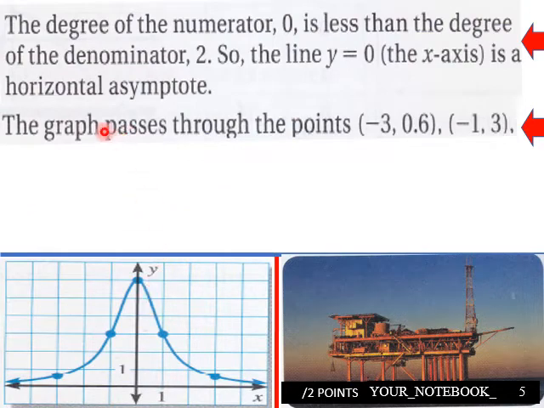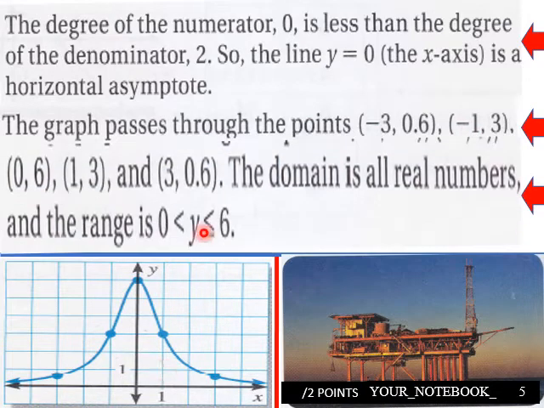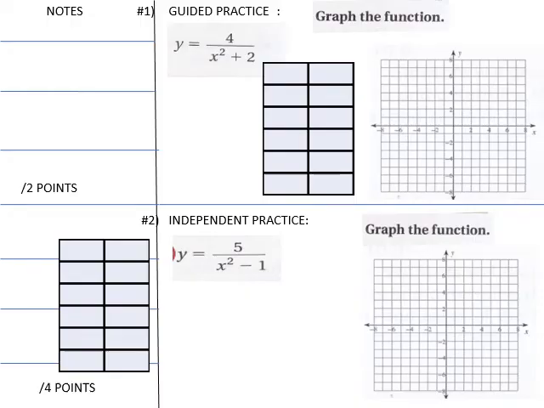The graph passes through the points (-3, 0.6), (-1, 3), (0, 6), (1, 3), and (3, 0.6). These are all points on the graph. The domain is all reals, and the range is 0 is less than y, and y is less than or equal to 6. So we get this situation here. Okay, we're going to graph this function here. Students, this is on you. The guided practice will handle number 1.